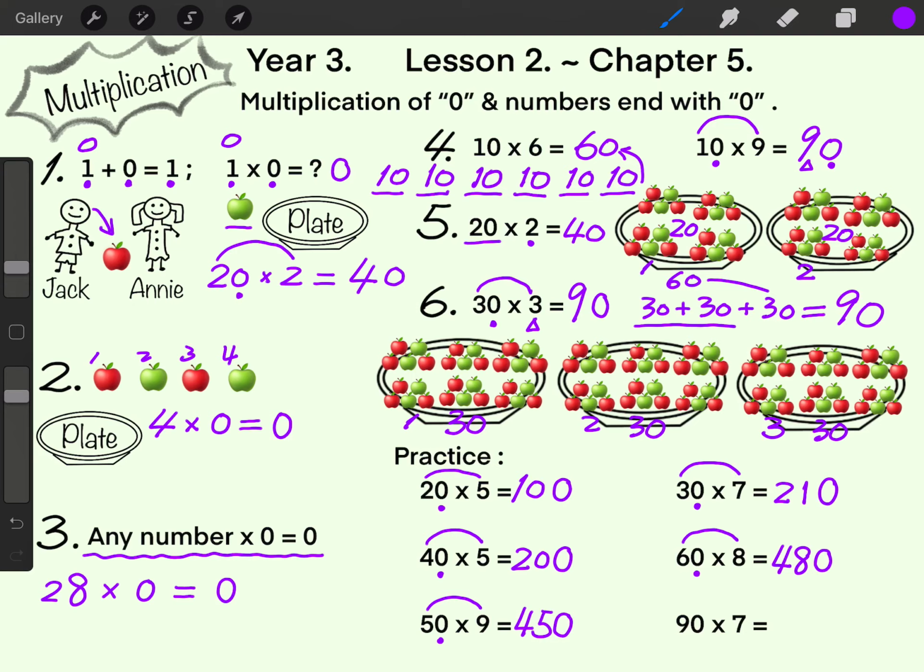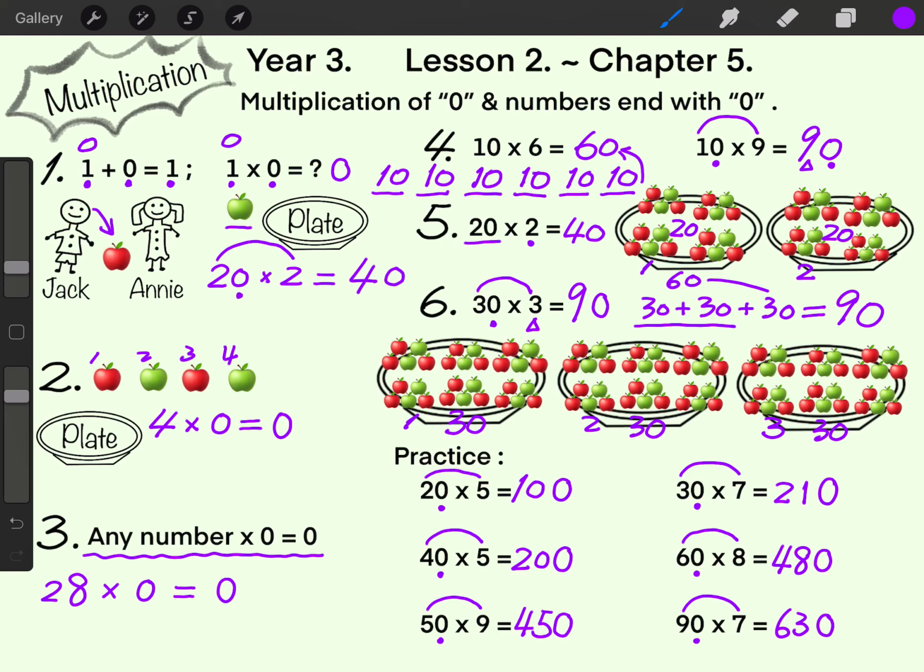Last one. 90 times 7 equals? Again, 10 on the left side of the equal sign. So we write 10 on the right side of the equal sign. And 9 times 7 equals 63. So 90 times 7 equals 630.